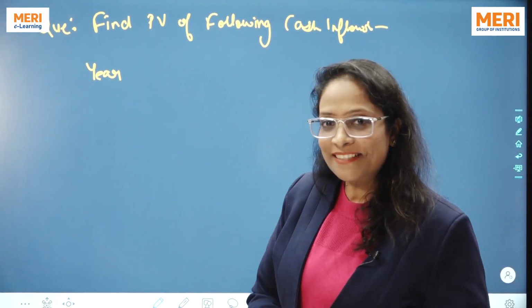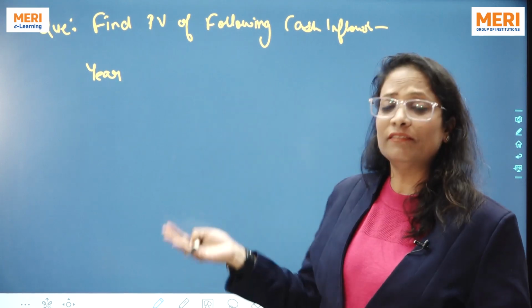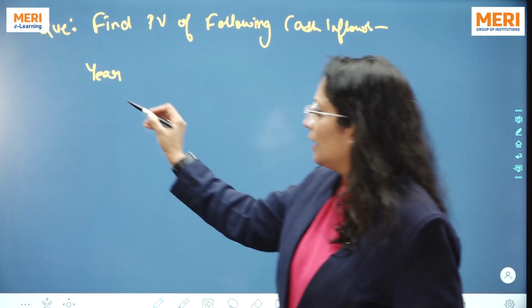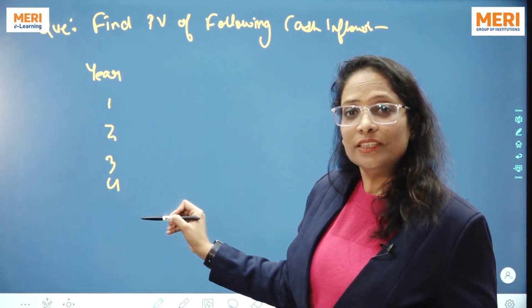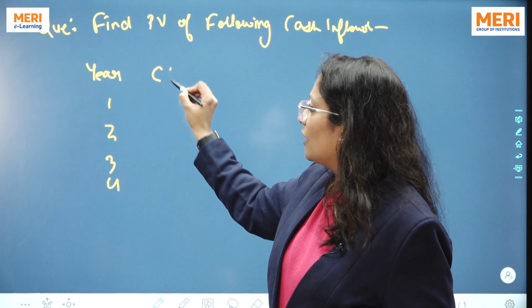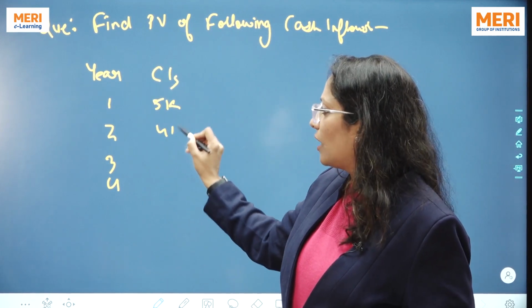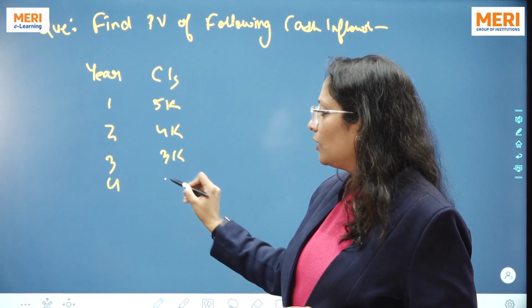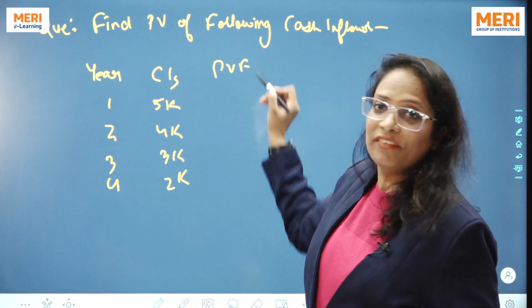So, let's take a quick example and I'll show you how to find out the present value when you have been given a series of inflows. Let's say year 1, 2, 3, 4. For 4 years, we have the following cash inflows. Let's take an example of 5,000, 4,000, 3,000 and 2,000 respectively, assuming the discount rate of 10%.